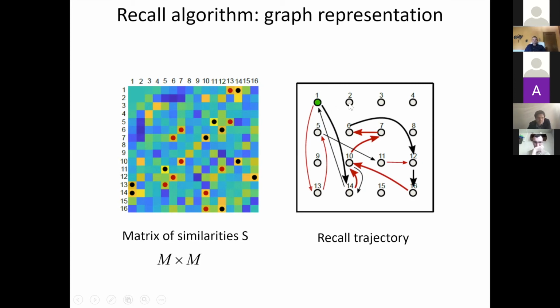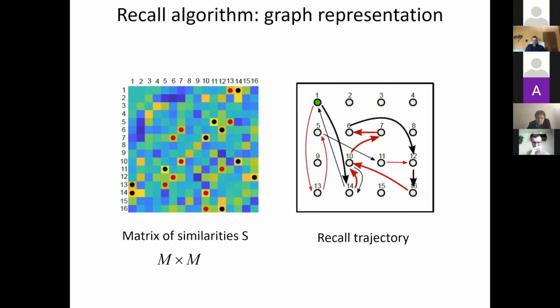Then you use these black and red spots to put the arrows in this graph. In this graph, you put all the attractors as nodes. Then you put an arrow between the nodes according to the black and red spots: a black arrow according to the black spot in the matrix, and a red arrow according to the red spot in the matrix. Now you can take the graph, begin with a particular node, and simply follow the arrows. You follow the black arrow if you can.